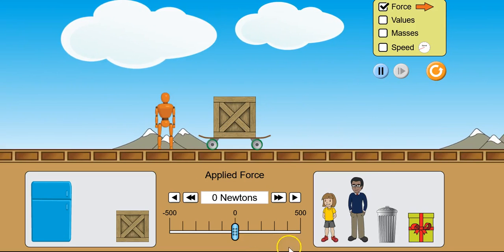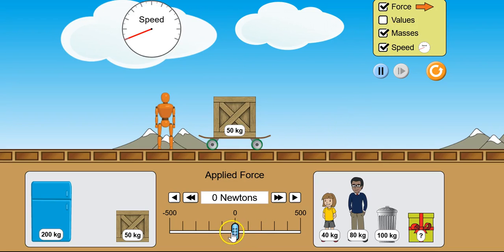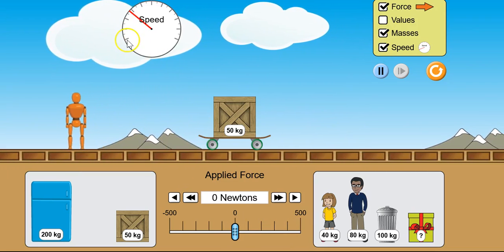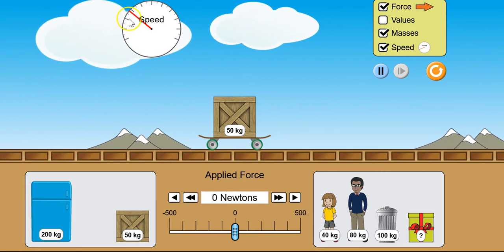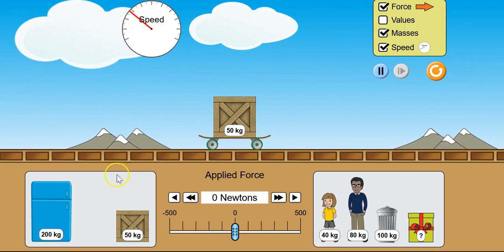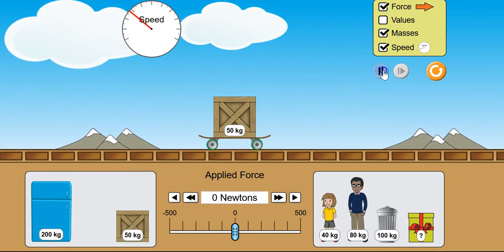All right, let's see what happens when we apply a force of 500 newtons. We've got our mass, we've got our speed. Let's see what happens. 500 newtons. Wow. This time when we increased the force to 500 newtons, it went almost up to the fourth long line. So we can see that as we increase the force, we also increase the speed. Let's reset it.